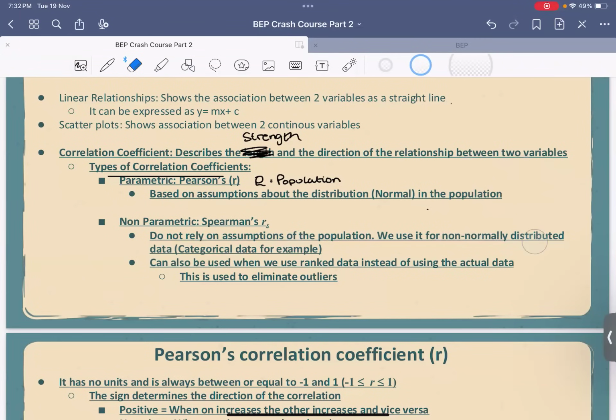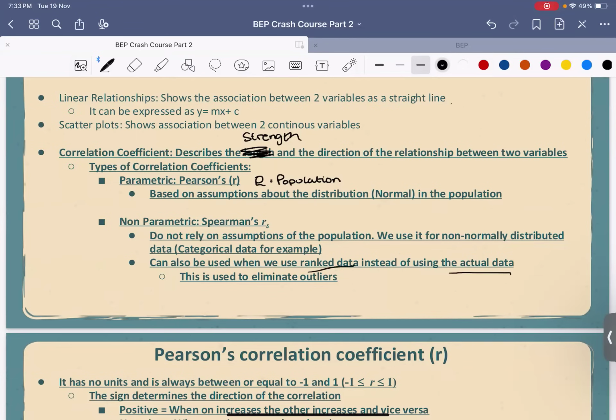When do we use parametric? When do we use non-parametric? So parametric assumes a normal distribution. Non-parametric does not assume normal distribution. Parametric is continuous data. Non-parametric is categorical data. Very important. And it can also be used when we use ranked data instead of using the actual data.